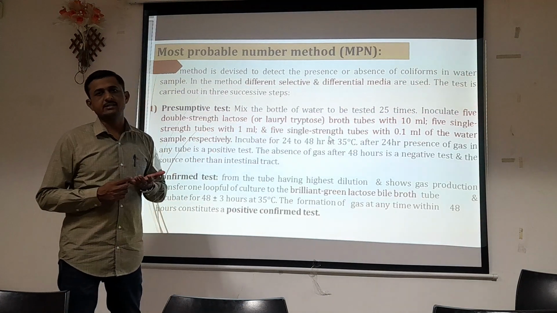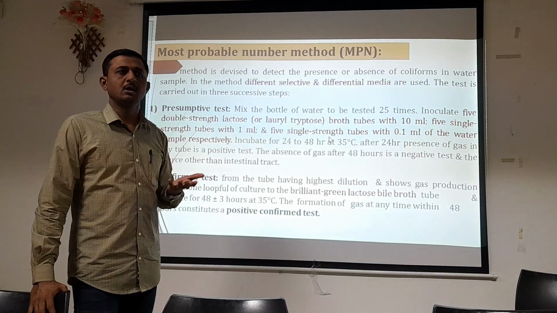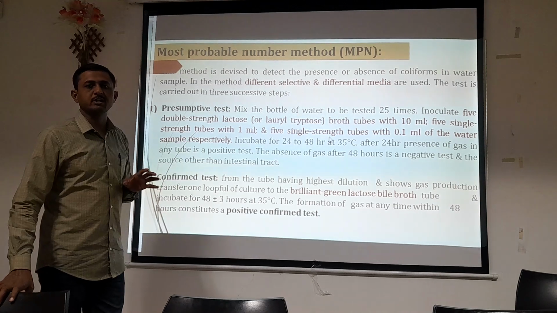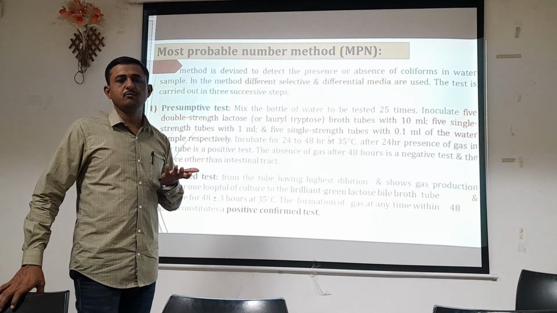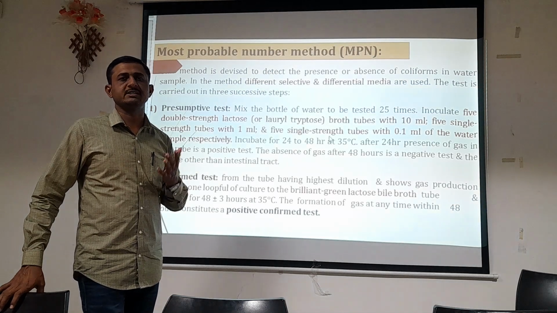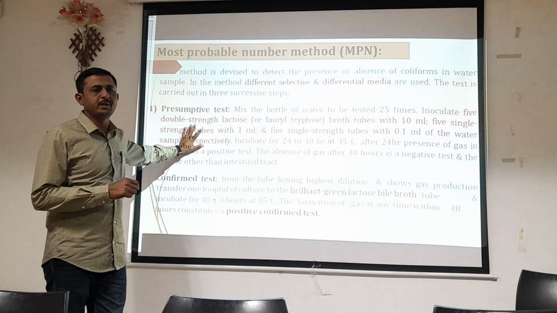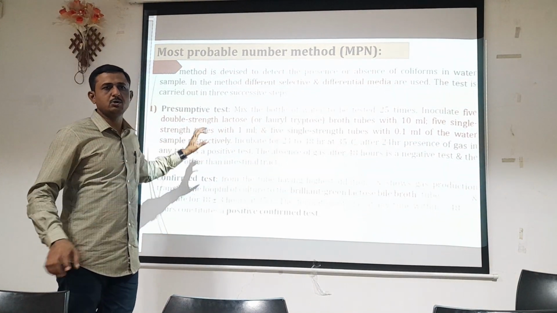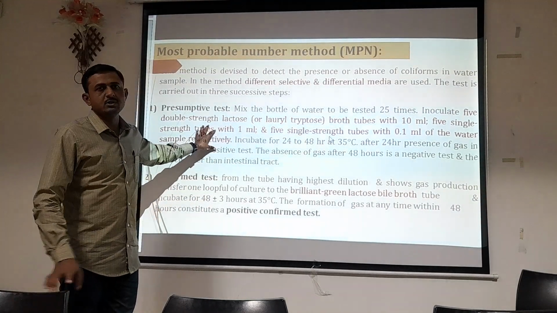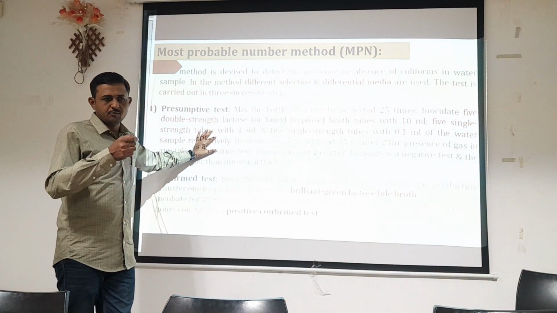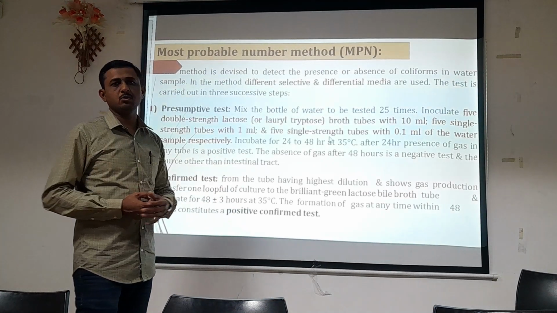Here, sometimes acid formation is observed and gas formation cannot be found, or sometimes a false positive report can be observed. So here you have to strictly follow that the tubes which show gas formation are considered positive for the presumptive test. Out of 15 tubes, you have to note down the number of tubes that show gas formation. From double strength, how many tubes give a positive result? From single strength, how many tubes give a positive result? You have to note this down in your notebook.